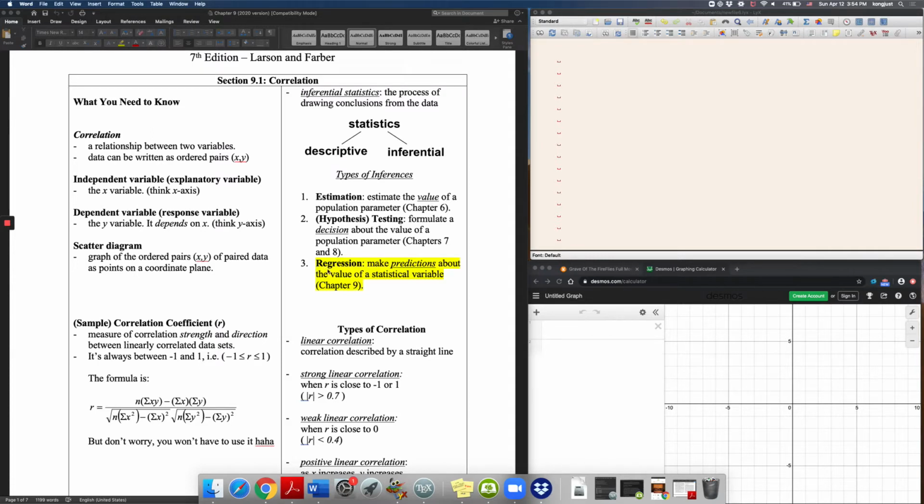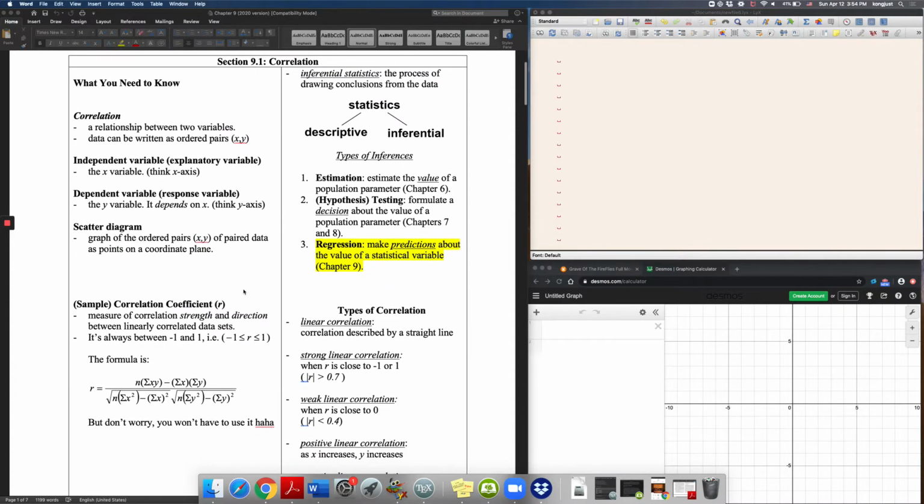Now, the last thing is regression. This is what we're doing in this chapter. And what we use it for is to make predictions about a statistical variable. And of course, for us, we're always focused on predictions about the means. That's what we're going to do this time as well. All right, let's move on.